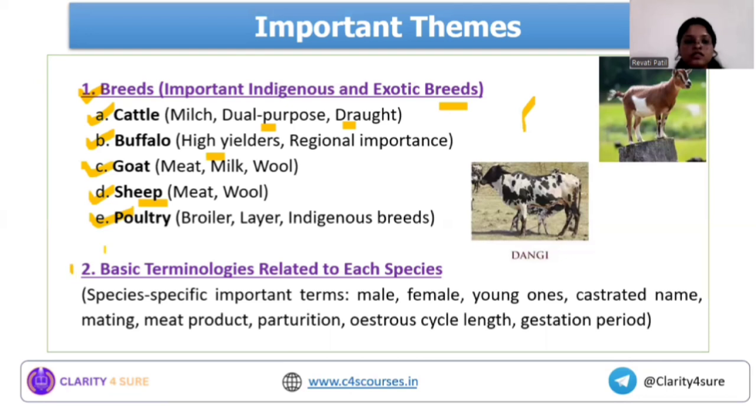Next is the basic terminologies. As I said, there is a long chart with each term: male term, female term, young ones, castrated male and female, mating, meat product, parturition, estrous cycle length, gestation period. There is one chart, so just revise that again and again multiple times, because after 1 week you will forget if you're not revising. So revise it until the exam.